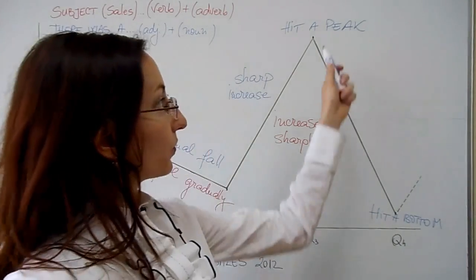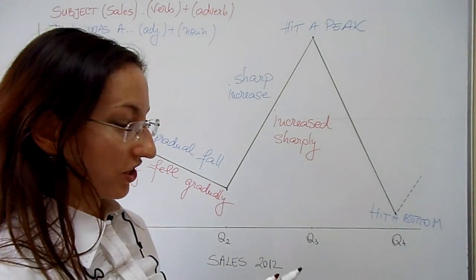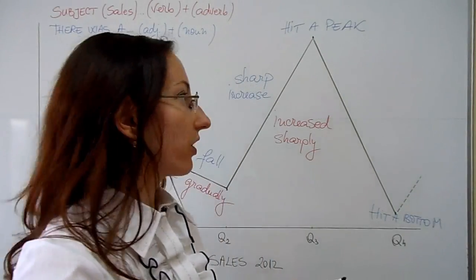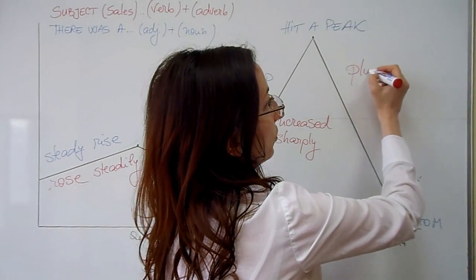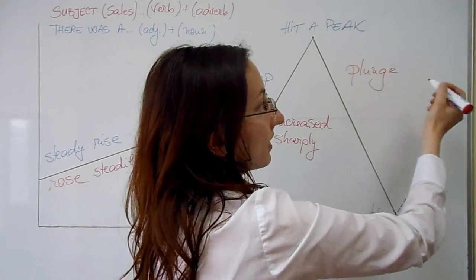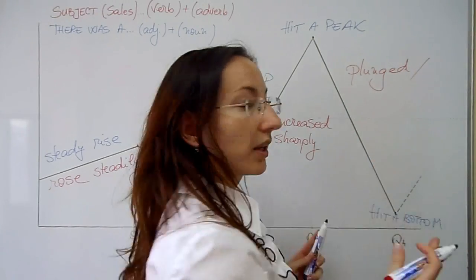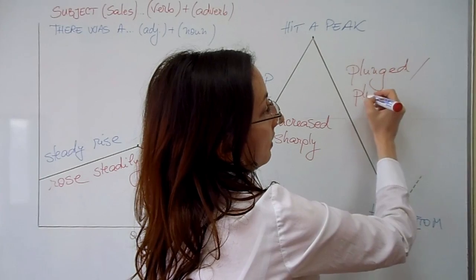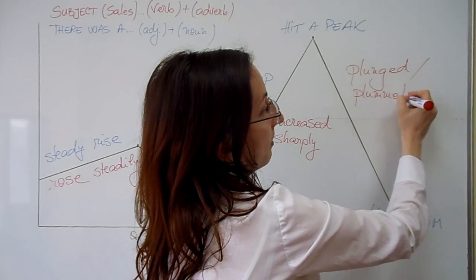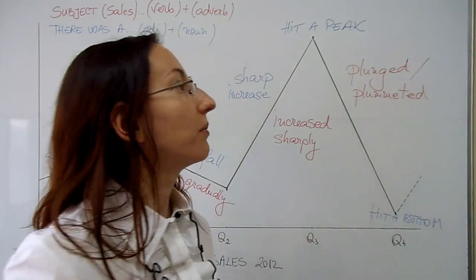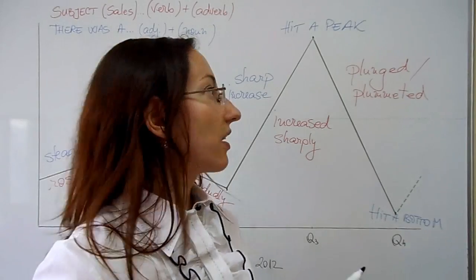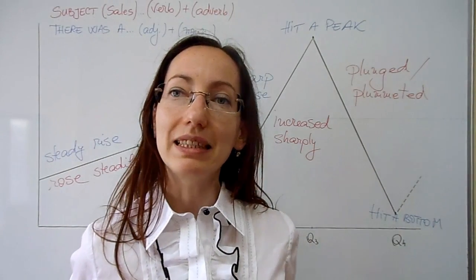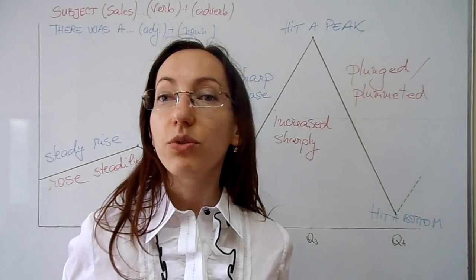Last but not least, we need to mark this change here. And we can use a very strong action verb, like, for example, plunge. So we can say that sales plunged, like plunged into water. Or sales plummeted, a very popular verb these days.